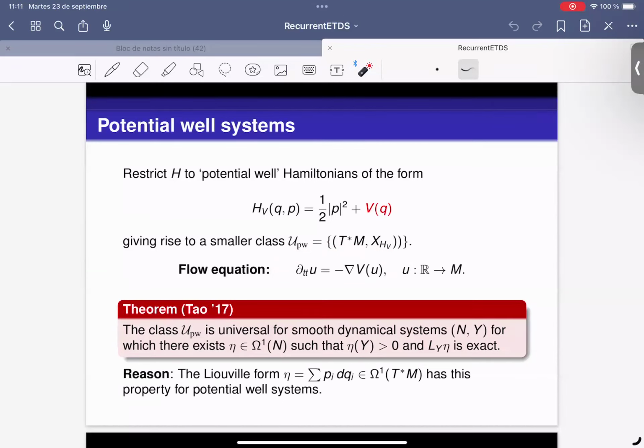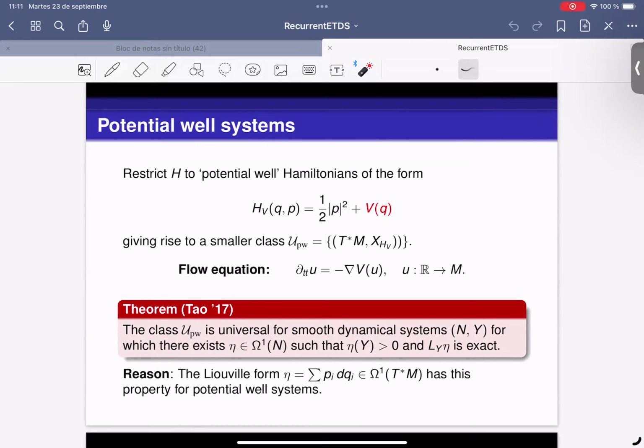So here, literally, what we are saying is that the flow in U is literally the equation of motion of a physical particle in a potential field V. So that's the thing. And now the question is, is this class U_PW universal for, let's say, vector fields? And the answer is no, but it's almost. There is a technical condition, and if the vector field satisfies this technical condition, then this smaller class is actually universal.